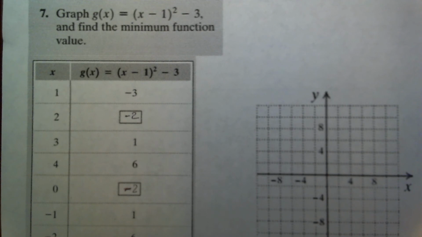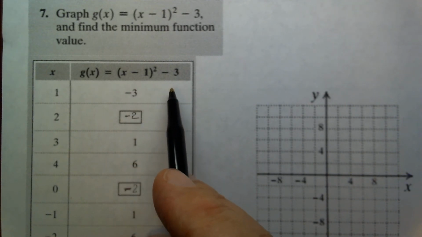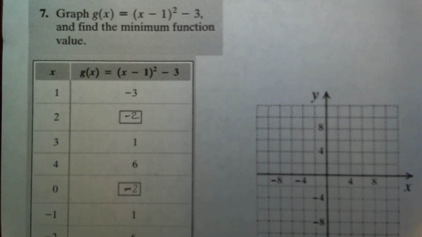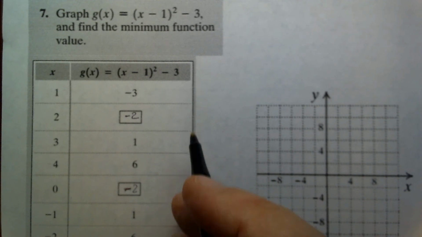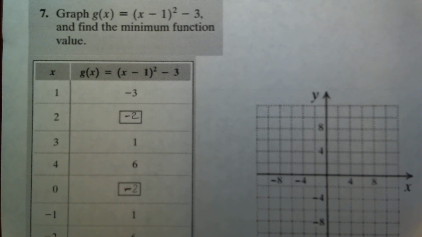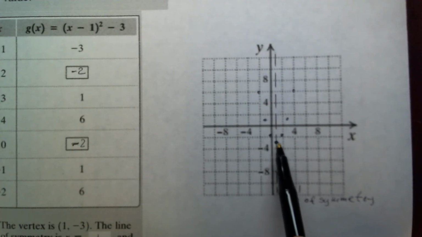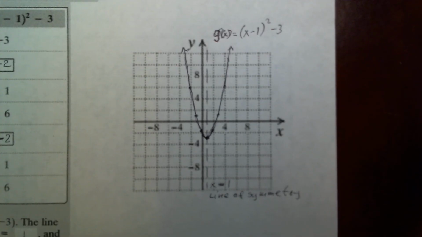So we have these ordered pairs, and the vertex is 1 comma minus 3, h comma k, and the line of symmetry is x equals 1. And the minimum function value is the value of k, so it's minus 3. So let's plot these ordered pairs and graph the function. Here we plotted the ordered pairs and drew the line of symmetry, and now we can connect the points with a line, and that'll be our graph. So here is the graph of g of x equals (x minus 1) quantity squared minus 3.